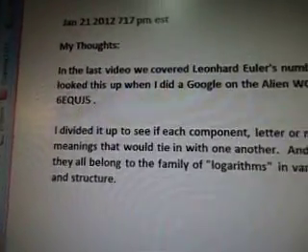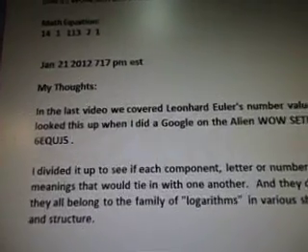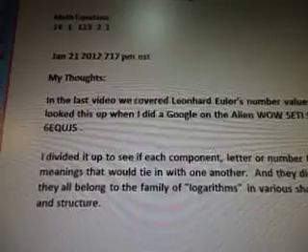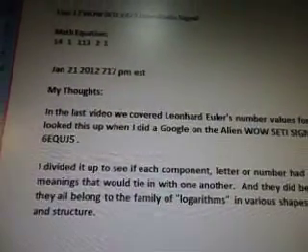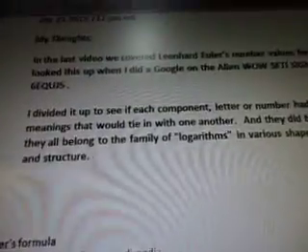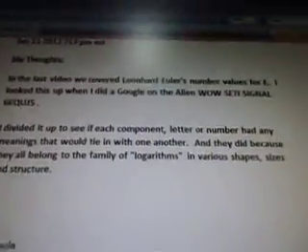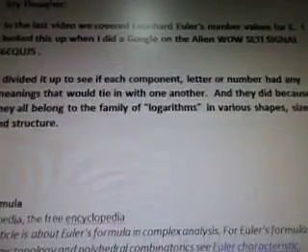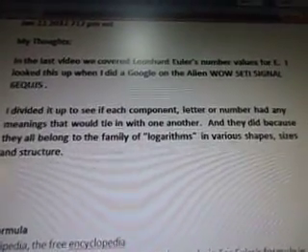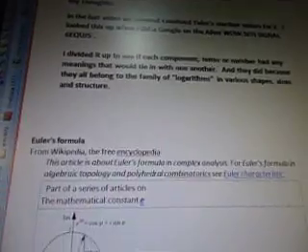In the last video, we covered Leonhard Euler's number values for E. I looked this up when I did a Google search on the alien WOW SETI signal 6EQUJ5. I divided it up to see if each component, letter or number, had any meanings that would tie in with one another. As they did, because they all belong to the family of logarithms in various shapes, sizes, and structure.